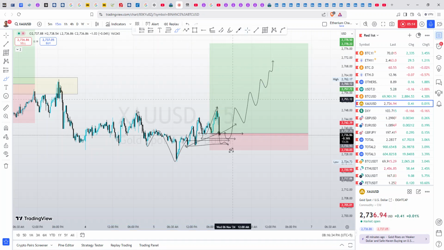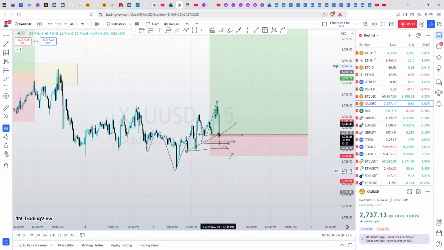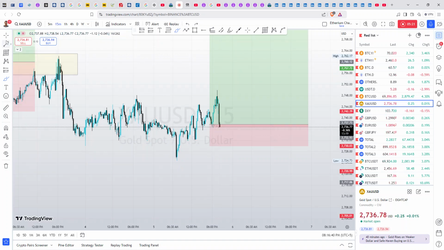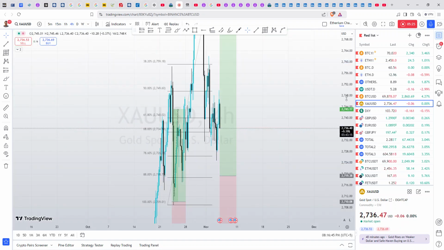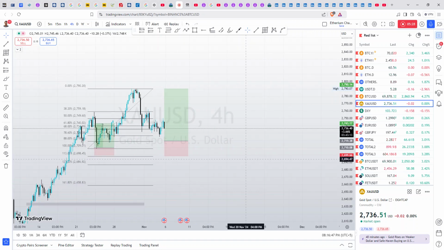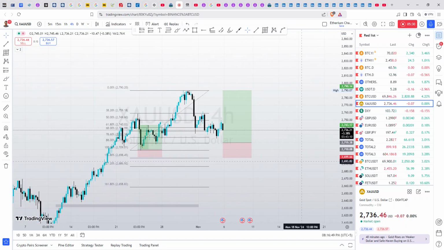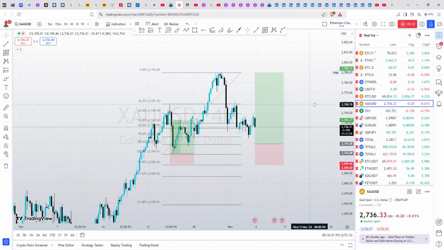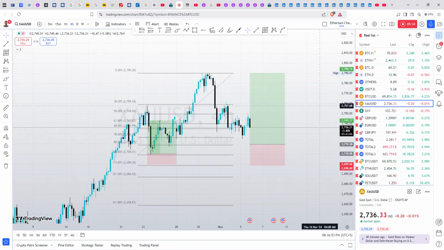So let's move to another chart. Let me just erase the drawings. Yeah, so these are the shorter time frame analysis for gold. And if we go to 4 hour, which is a bigger time frame, these trades are held for maybe a week or two.